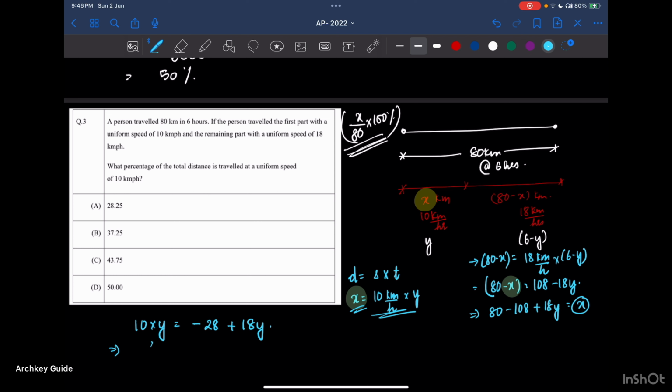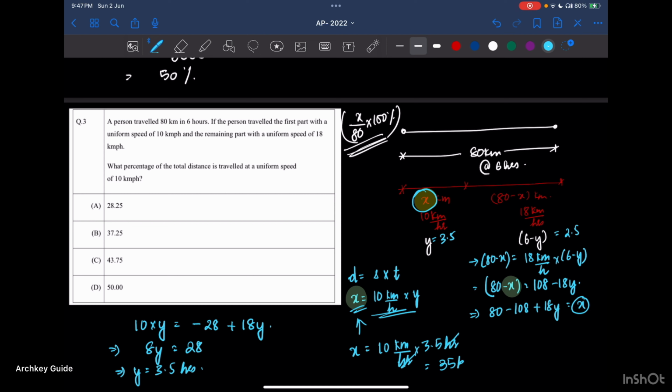So it would be 8y equals 28, where y would be 3.5 hours. Hence, this is 3.5, and this would be 2.5. Okay. So now I can finally find my x. I'll fit it in here. x equals 10 kilometers per hour into y, which is 3.5 hours. This gives 35 kilometers.